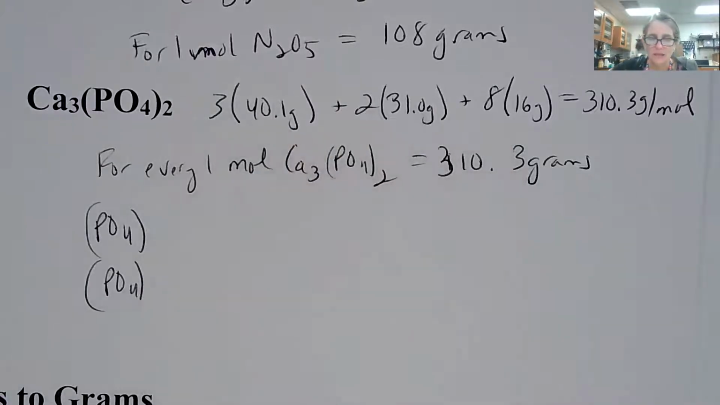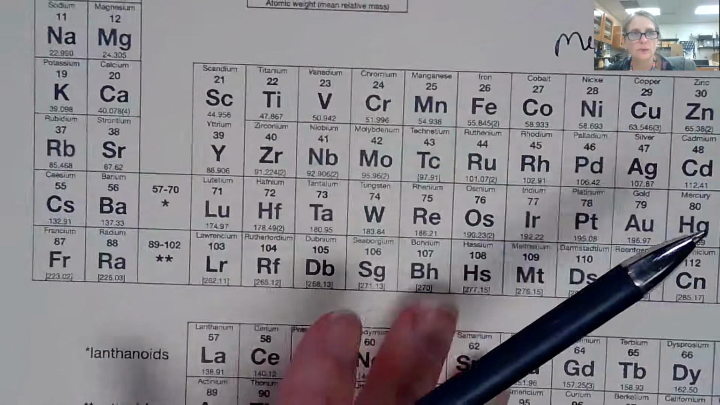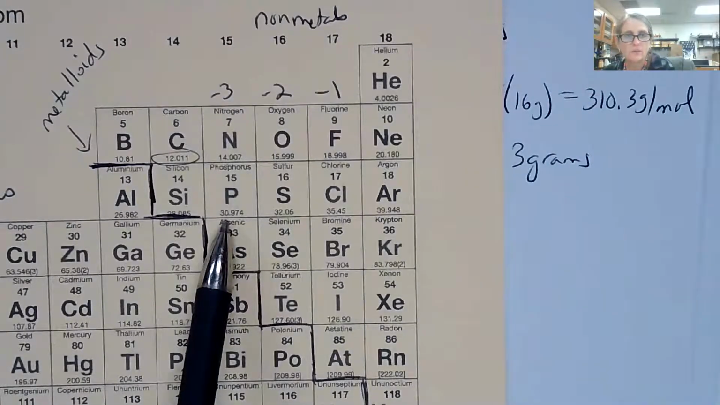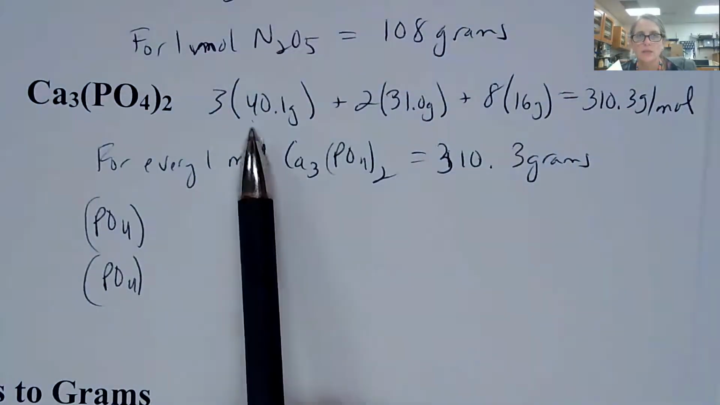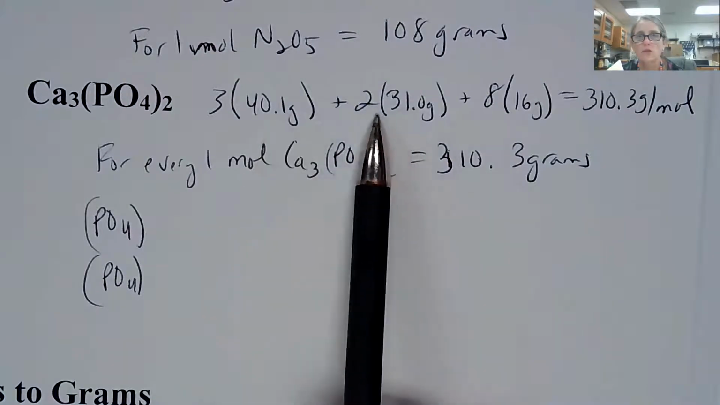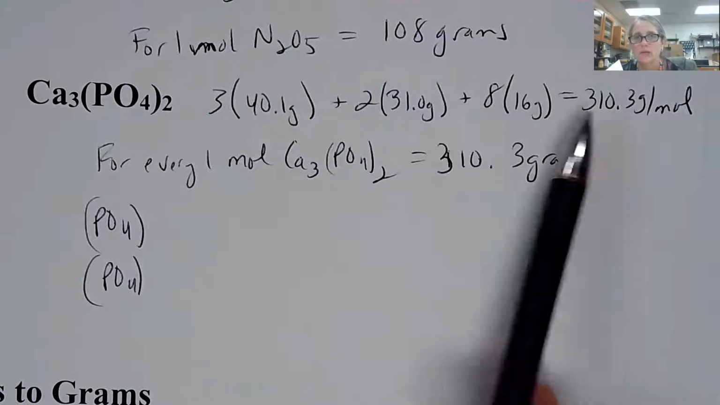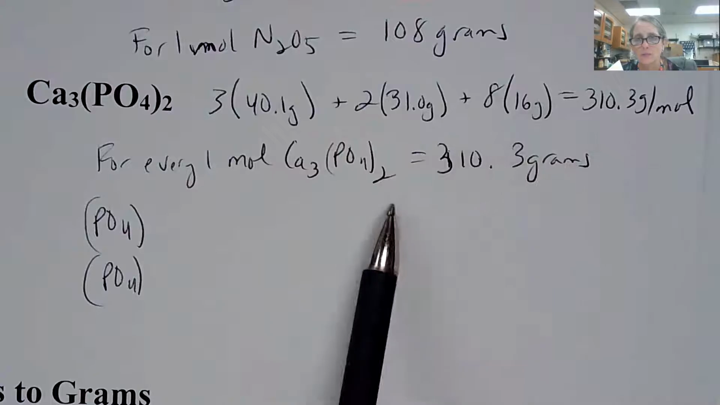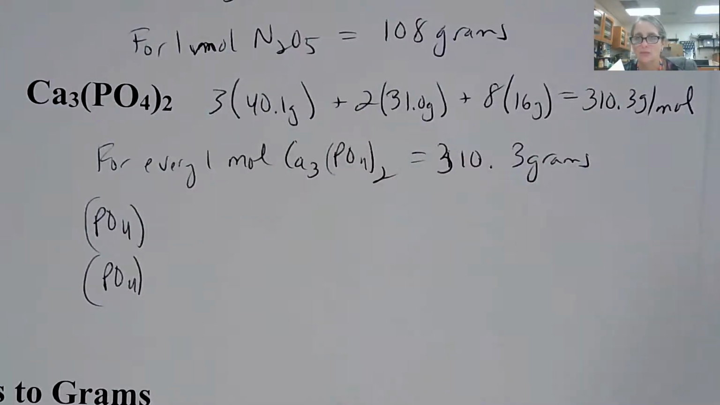So if you look up calcium, again, calcium is over here. It is about 40.1, okay? Phosphorus is about 31, I rounded up, okay? And then oxygen, again, is 16. So what I did was I took 3 times 40.1, 2 times 31, 8 times 16, and I got about 310.3. So again, with all of our molar masses, we're going to use one digit after the decimal. So for every 1 mole of calcium phosphate, I have 310.3 grams.